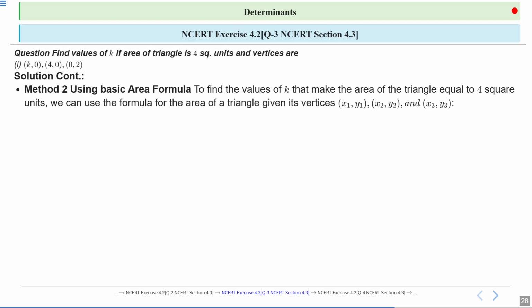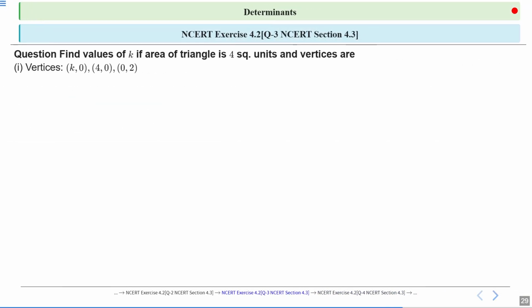The second method is to find the value of K that makes the area of the triangle equal to 4 square units. We can use the formula of the area of a triangle given by vertices. I first recall how we can calculate it using determinant or using this formula to get the value of K. Okay. The first method is using determinant and the second method is using the basic area formula. That is, the formula is this. So now try.